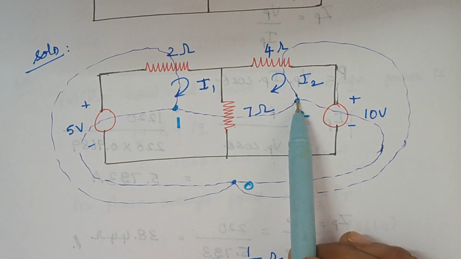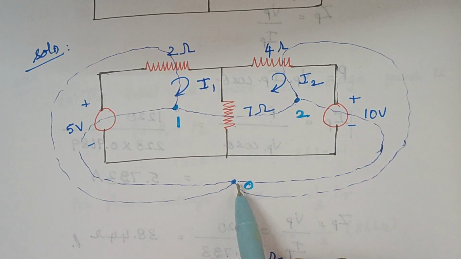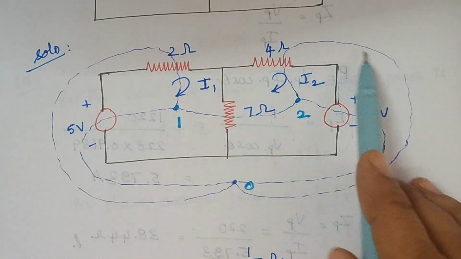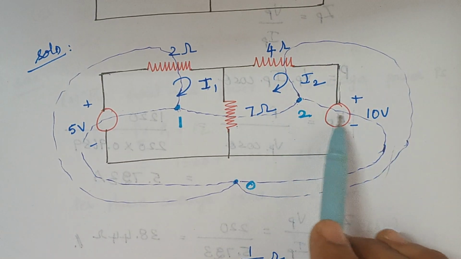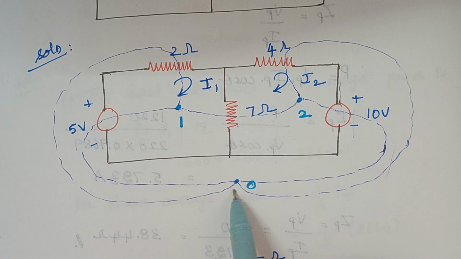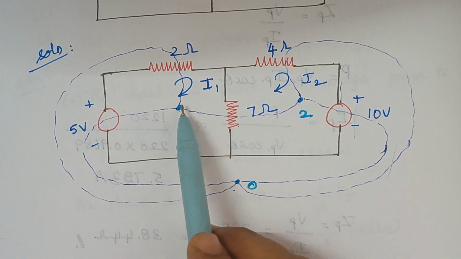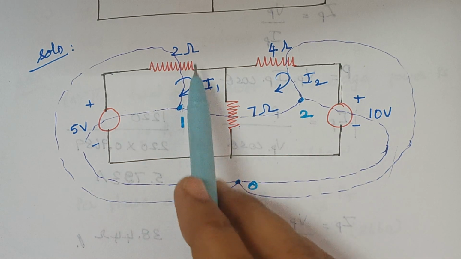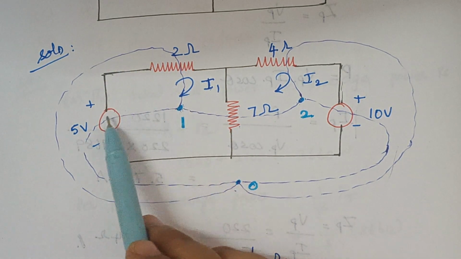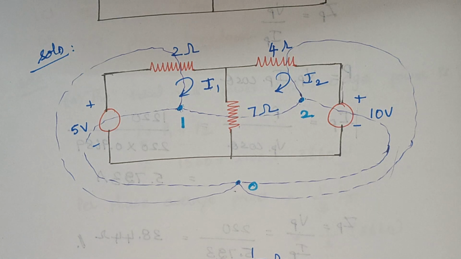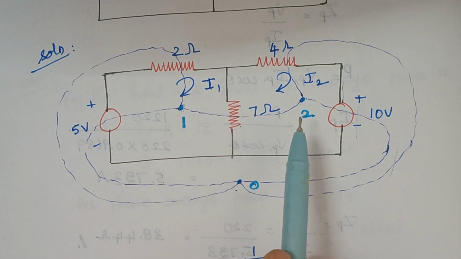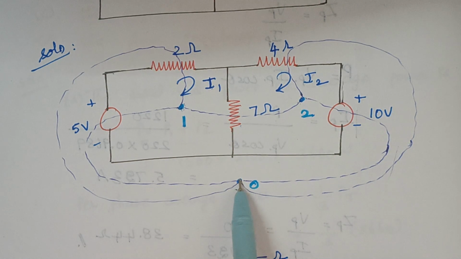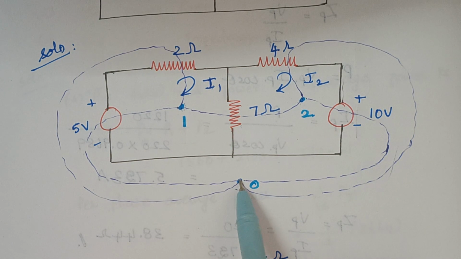Similarly, dot 2 is connected to dot 0 by this 4 ohm as well as through this 10 volt source. Similarly, dot 1 is connected to our reference dot through this 2 ohm as well as through this 5 volt source. So you have to connect each and every element to this reference dot. That is our key thing.